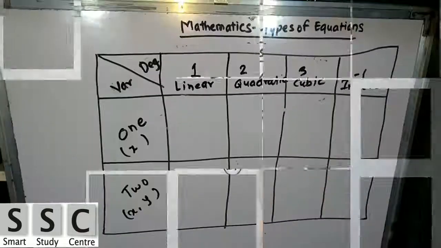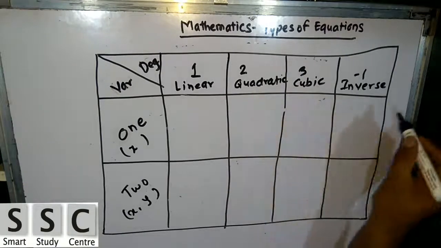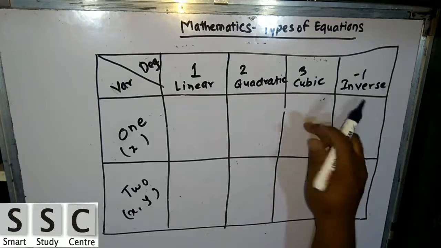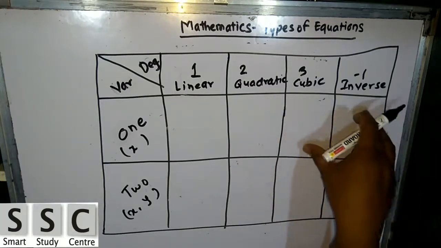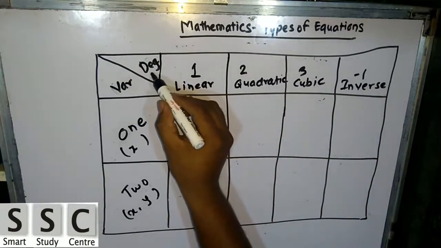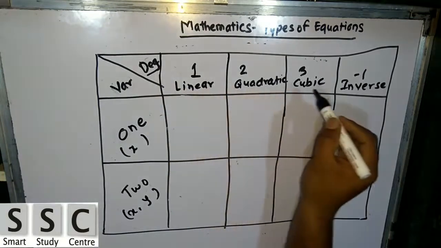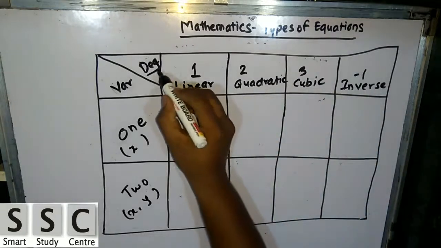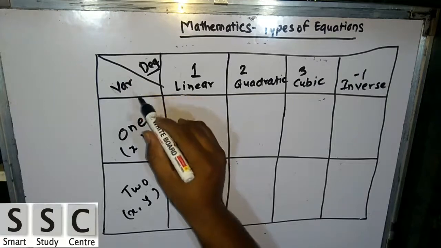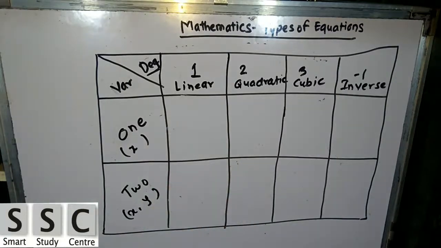Now, after we have seen there are different types of equations, let us understand using this table what types of equations we see in our day-to-day life in simple algebra. I have made this table, and horizontally I have created linear, quadratic, cubic and inverse, that is degree, and in columns you find variables, that is one variable and two variables.